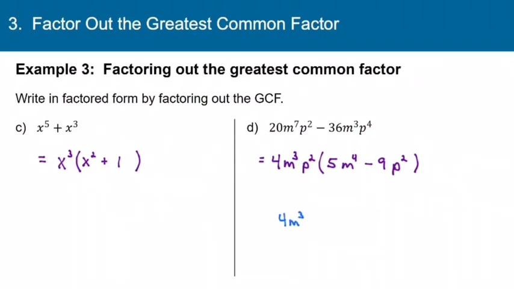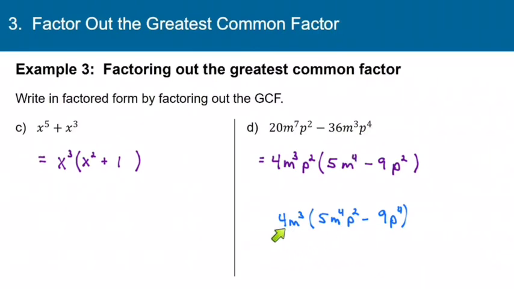So if we thought that 4m to the third was our GCF, then the first term would have to be 5m to the fourth p to the second. See, 4m to the third times 5m to the fourth p to the second would make this first term. And then to make this second term, we would need minus 9p to the fourth. And you can see 4m to the third times negative 9p to the fourth would make negative 36m to the third p to the fourth.